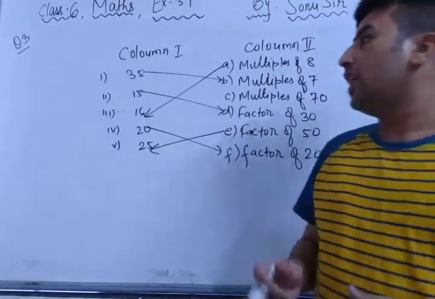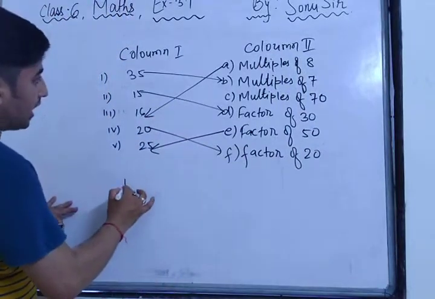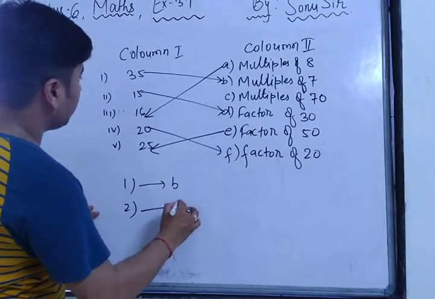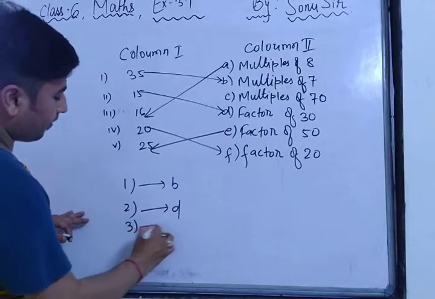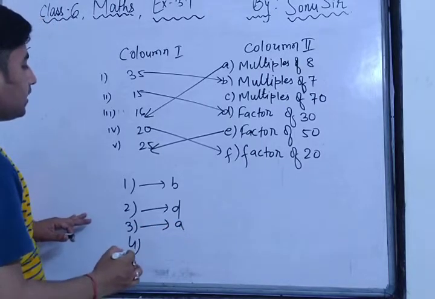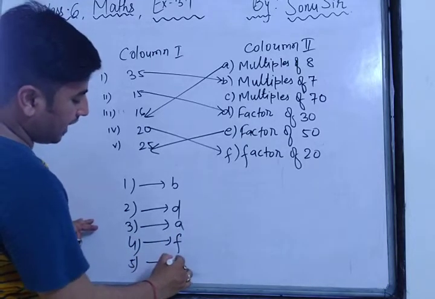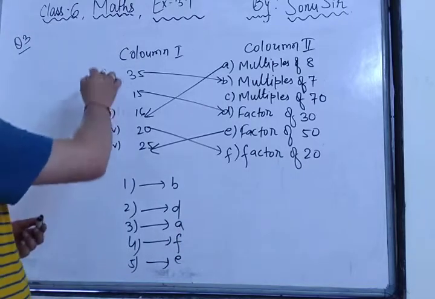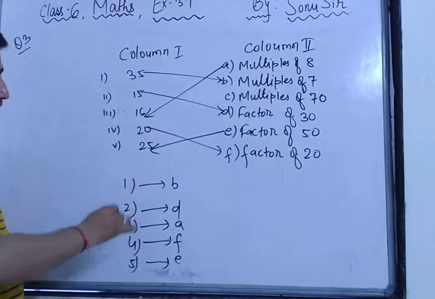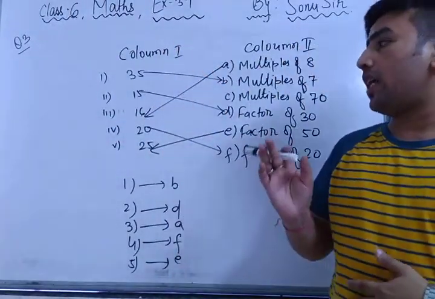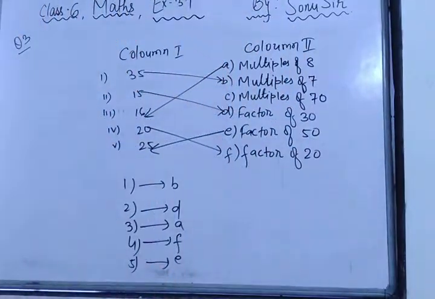And after matching this, how will you write? You will write here, first answer is B, right? Second answer is D. Third answer is A. Fourth answer is F. And fifth answer is E. This is the way of writing, and here it is written in numerals; Roman numbers you can also write. I have written the Indian system here. So this way you can understand question number 3, column 1 and column 2. If you have any doubt related to both columns, you can tell me. You can see B, D, A, F, E are the answers of question number 3.